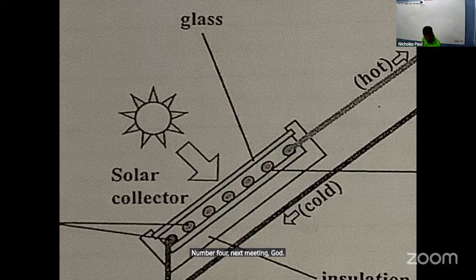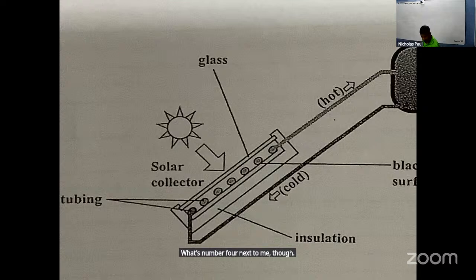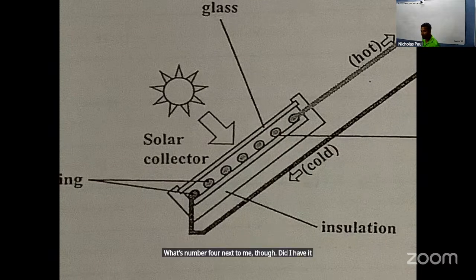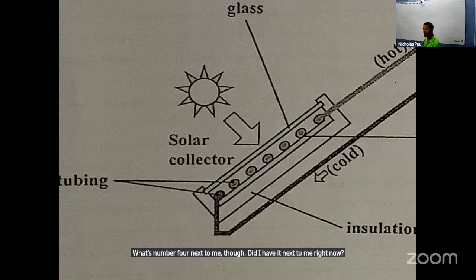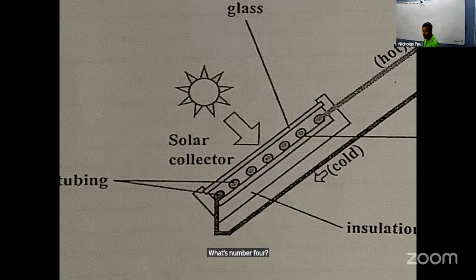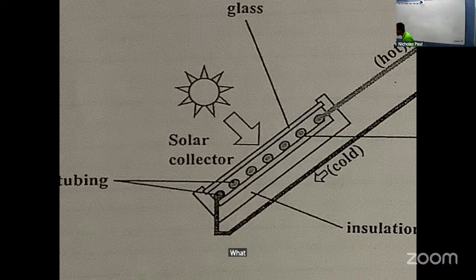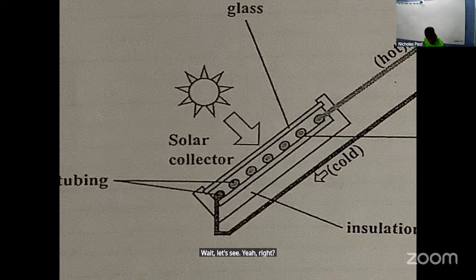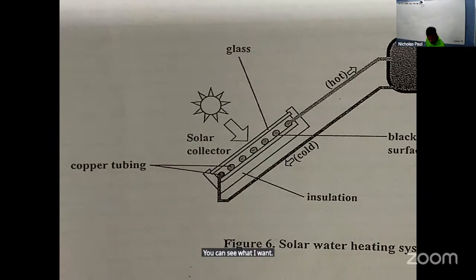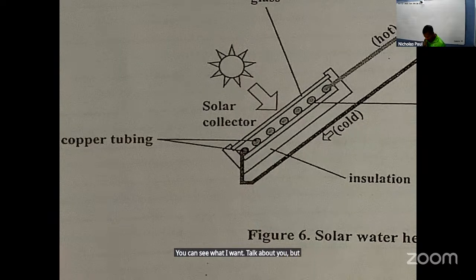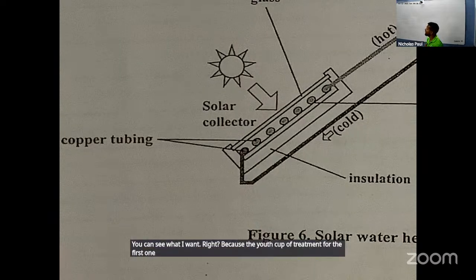What's number 4, Megan? Good heat transfer by conduction. What would you say? Yeah, copper tubing. You can say it more than once. Copper tubing, because we used copper tubing for the first one as well. And number 5.